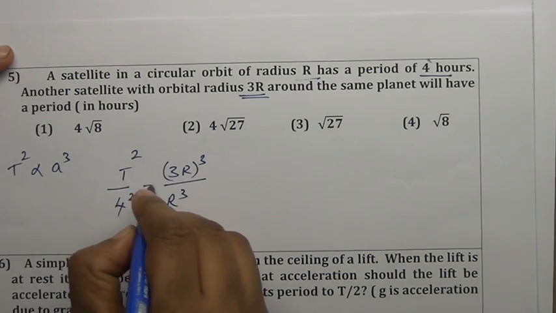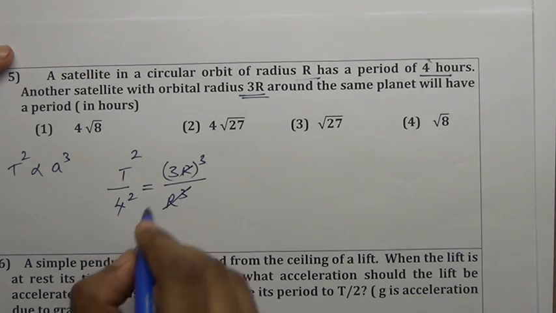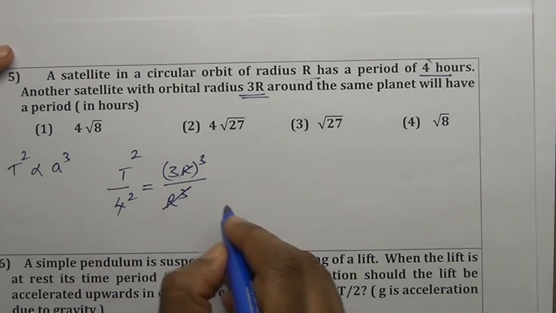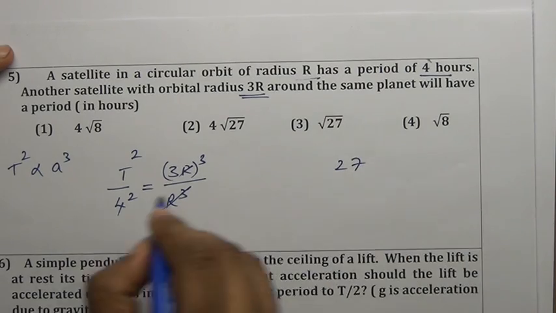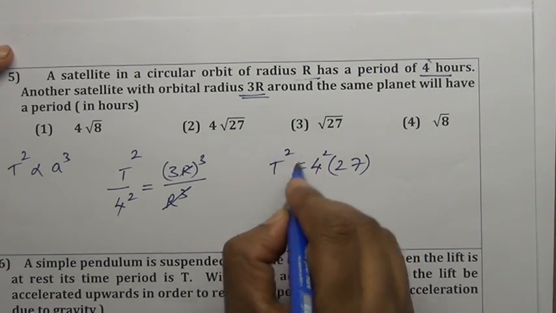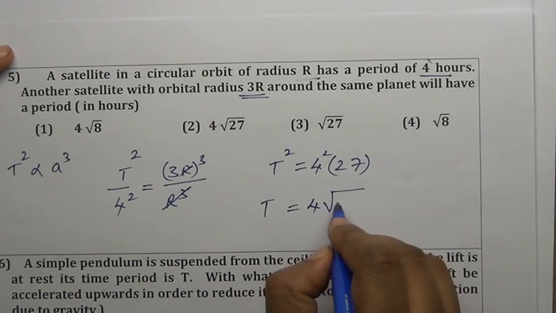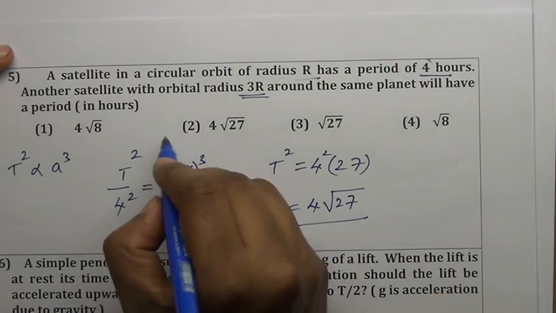If we divide one by the other, r cube cancels. 3 cube is 27. So 4 square into 27 equals T square, or T equals, taking the square root, 4 root 27.